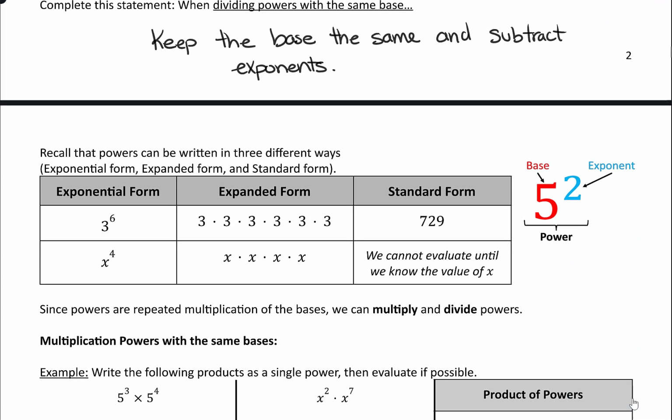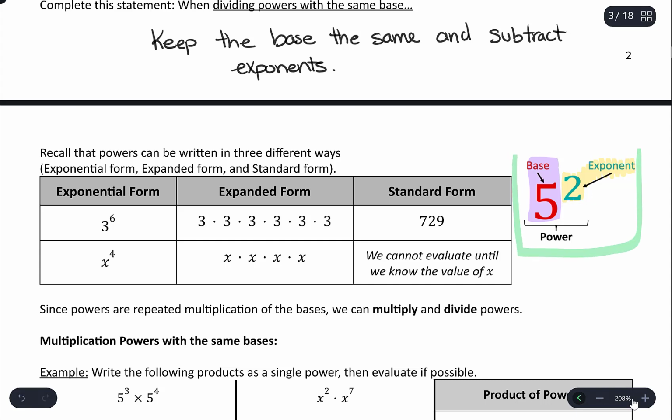Now, I want you to remember that there's three forms of a power. And the power, remember, has a base. That's this piece here. That's the big number when we write our power. And then it has an exponent. And here the 2 is my exponent. And together, if you have a number that's a base and the exponent, and you put those pieces together, you get what we call a power. And I can write this in several different ways.